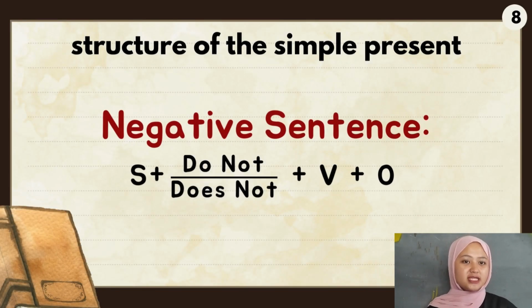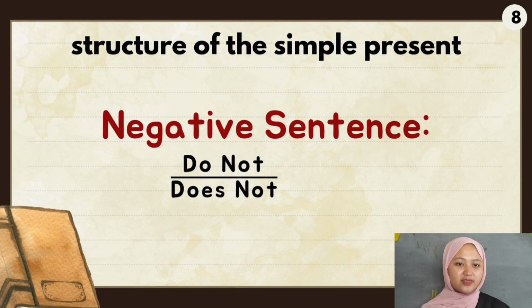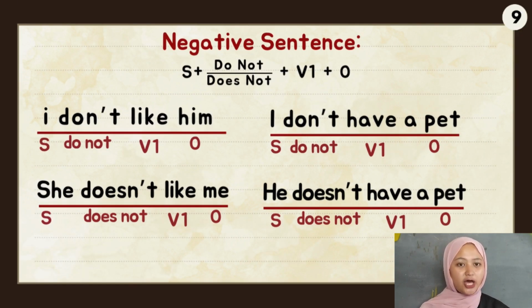Okay, let's move on to the second simple present structure, namely negative sentence. The formula is subject plus do not or does not plus verb 1 plus object. An example of negative sentence is I don't like him. I is subject, don't is do not, like is verb 1, him is object. Next example is I don't have a pet. I is subject, don't is do not, have is verb 1, a pet is object.